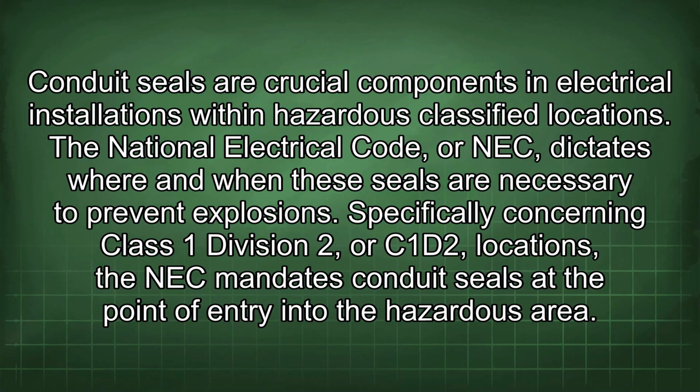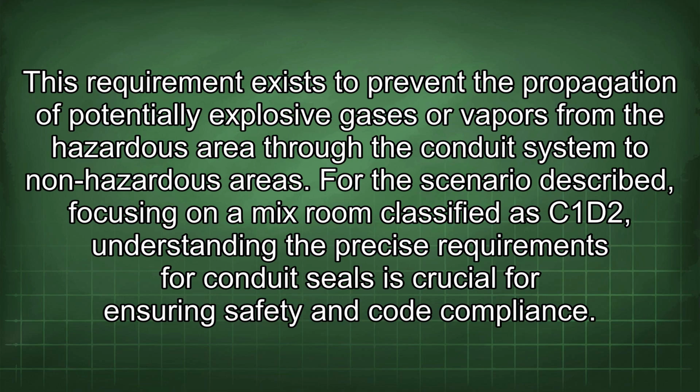Conduit seals are crucial components in electrical installations within hazardous classified locations. The National Electrical Code, or NEC, dictates where and when these seals are necessary to prevent explosions. Specifically concerning Class 1 Division 2 locations, the NEC mandates conduit seals at the point of entry into the hazardous area. This requirement exists to prevent the propagation of potentially explosive gases or vapors from the hazardous area through the conduit system to non-hazardous areas.